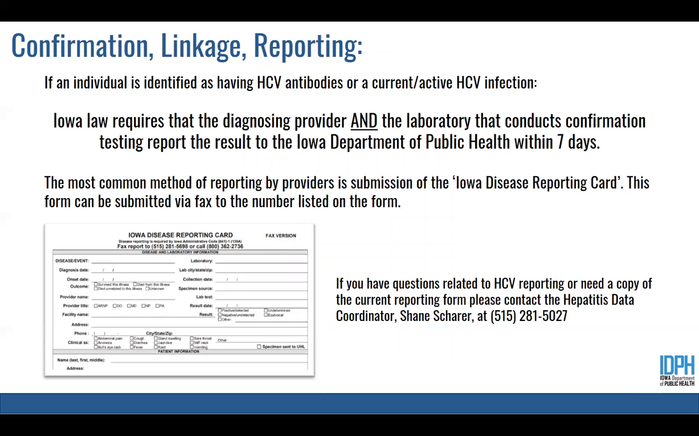If an individual is identified as having HCV antibodies and/or current active HCV infection, Iowa law does require, again, that the provider and the laboratory that conducts the confirmation screening report the results to the Iowa Department of Public Health. The most common method of reporting by providers is submission of the Iowa Disease Reporting Card, and this form can be submitted by fax at the number listed below. Again, information on these forms and contact information will be made available to you in supplemental resources related to these presentations.